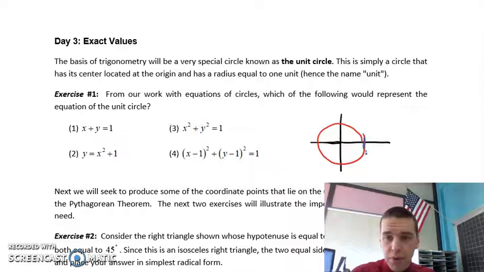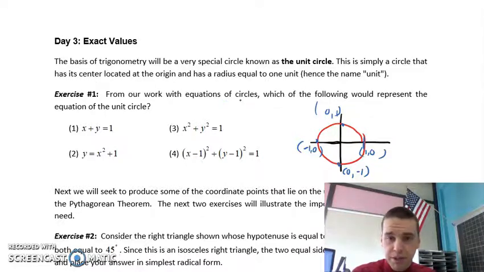So we know that that point is 1, 0. This point is 0, 1, negative 1, 0, and 0, negative 1. Because it has a radius of 1, that's why those points all exist.